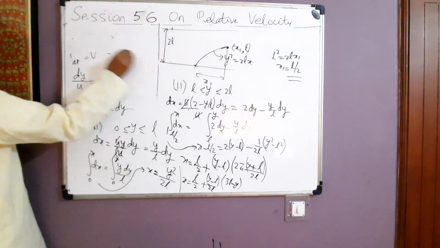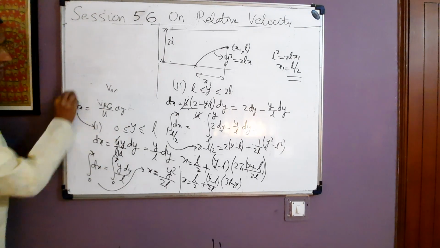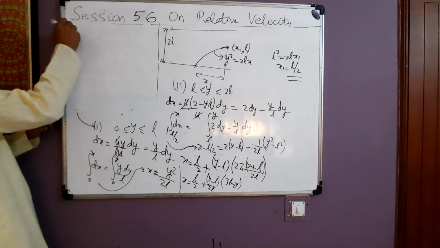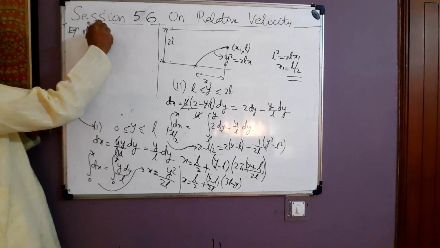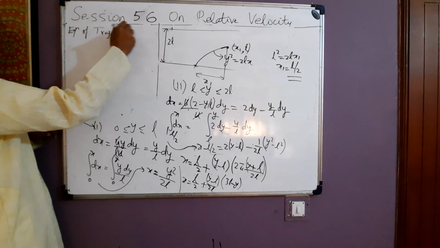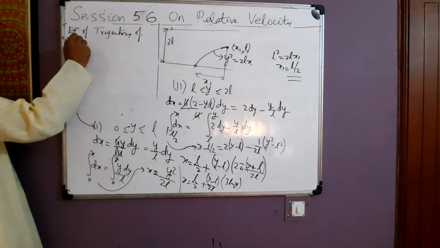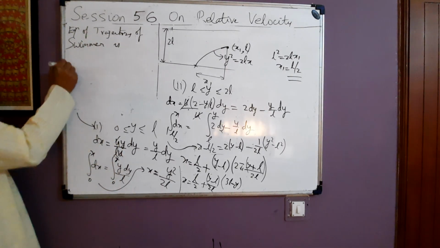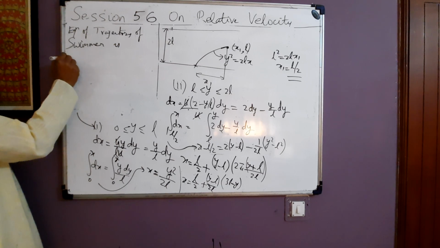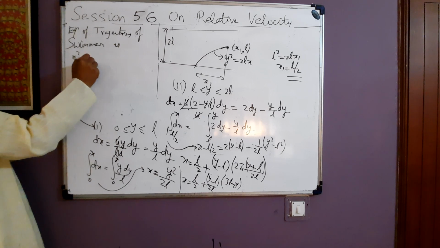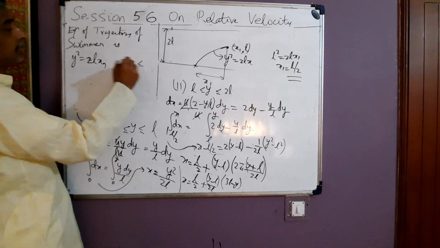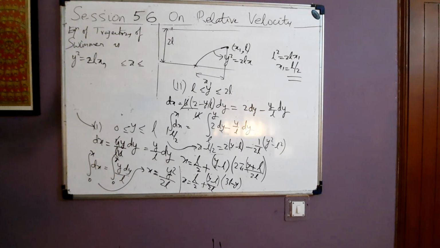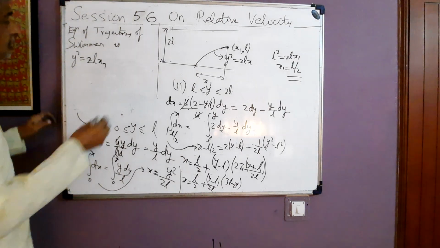So the answer to the third part: the Cartesian equation of trajectory of the swimmer. We get two equations. First half: y square equal to 2Lx, with y lying between 0 to L.